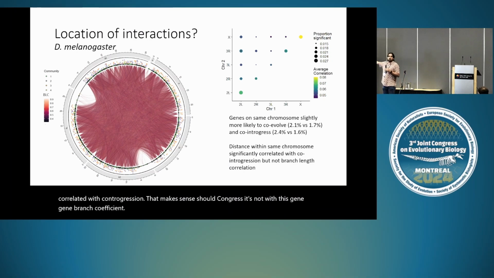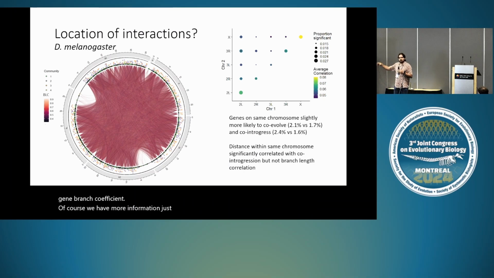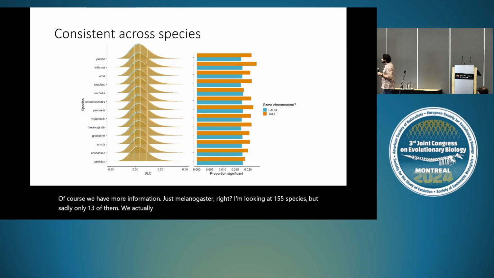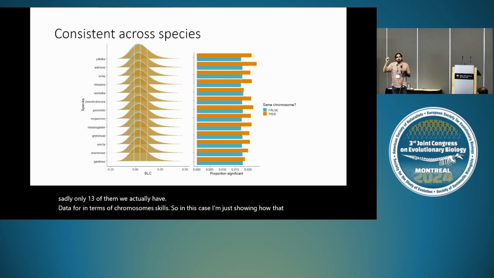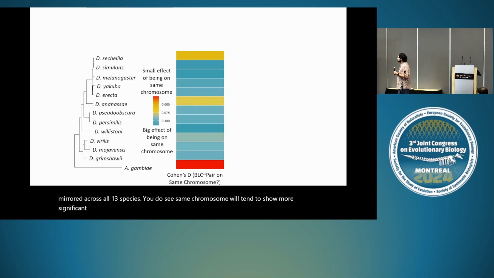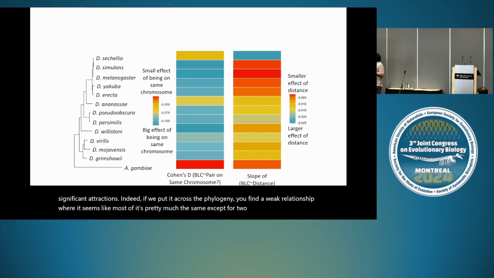Of course, we have more information than just melanogaster, right? I'm looking at 155 species, but sadly only 13 of them we actually have data for in terms of chromosome-scale assemblies. So in this case, I'm just showing how that pattern is mirrored across all 13 species. You do see same chromosome will tend to show more significant interactions. Indeed, if we plot it across the phylogeny, you find a weak relationship where for most of them it's pretty much the same except for 2 outliers. And the interesting thing about those outliers is they show the opposite trend in terms of their slopes.